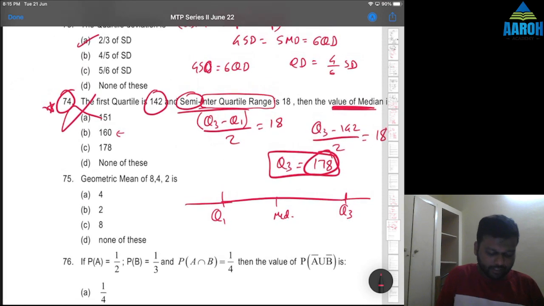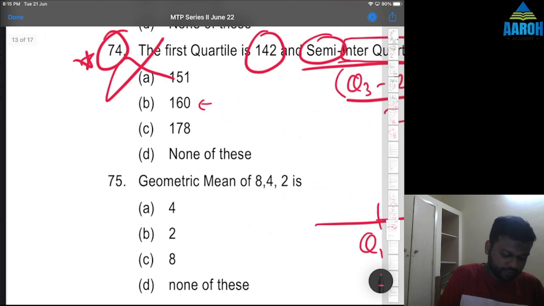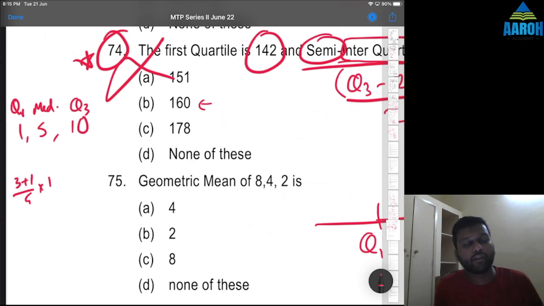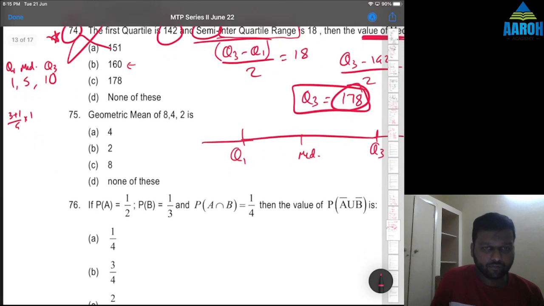If we take a simple example, let's say we have numbers like 1, 5 and 10. What is Q1 here? N plus 1 by 4 into 1, that is the first observation. So this is our Q1, this is our Q3, and this is our median. Now if you check, median is not the average of Q1 and Q3, right? So it is a wrong question, ignore it.